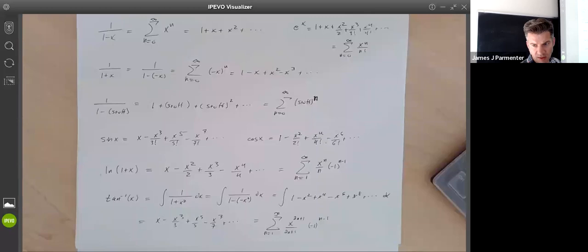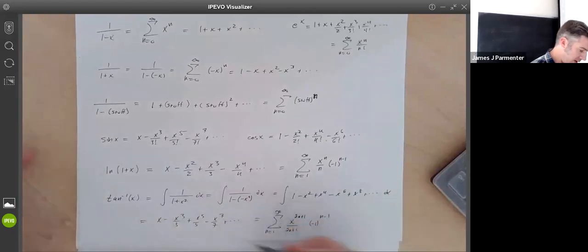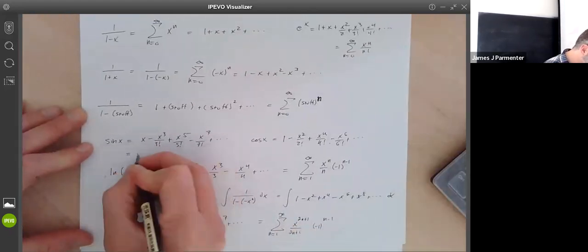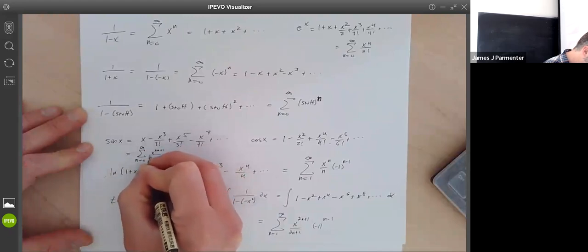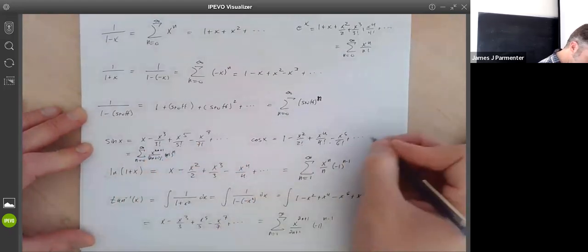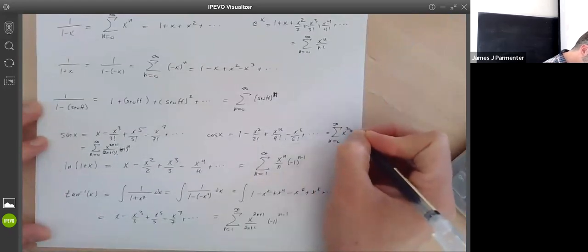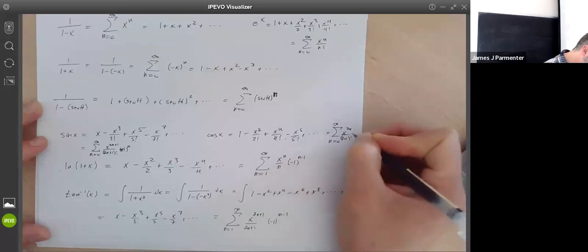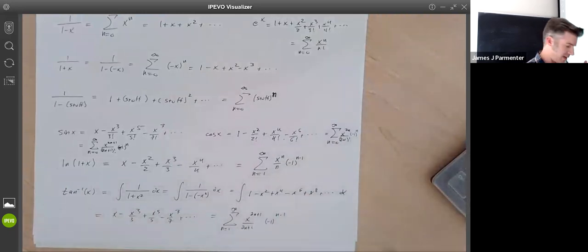Somebody asked for the sums for sine, cosine, and natural log of 1 plus x. Natural log of 1 plus x is right there. But for sine and cosine, I didn't write them. For sine, we write it as the sum from n equals 0 to infinity of x to the 2n plus 1 over 2n plus 1 factorial times negative 1 to the n. And for cosine, it's the sum from n equals 0 to infinity of x to the 2n over 2n factorial times negative 1 to the n. Those are the formulas. I think all of them are in that table, except for the 1 over 1 minus x one.